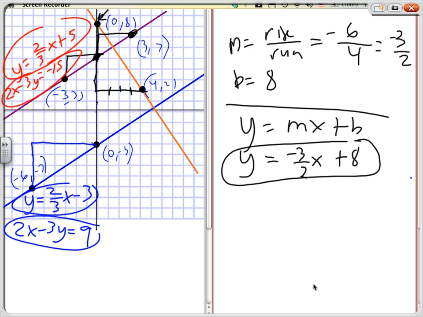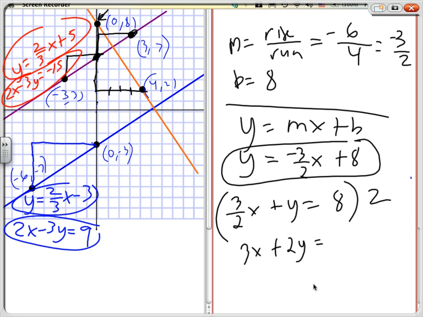And how do I turn this into a standard form? Add 3 over 2 x. So it's going to be 3 over 2 x plus y equals 8. And we're done? Not completely. What do we have to do? You have to cancel out the fraction. Times everything by what? By 2. So if you times everything by 2, we end up with 3x plus 2y equals 16. So this is our standard form, right?